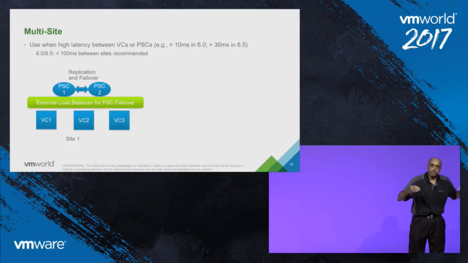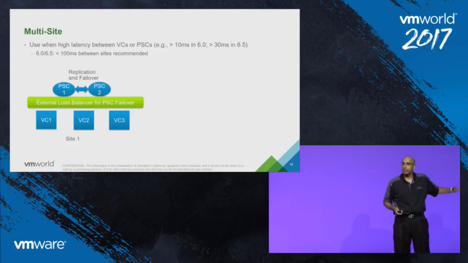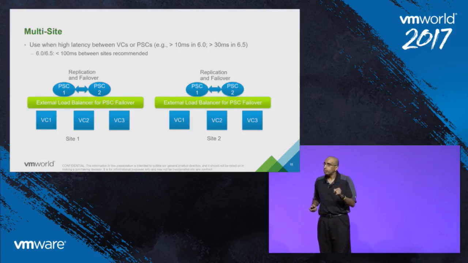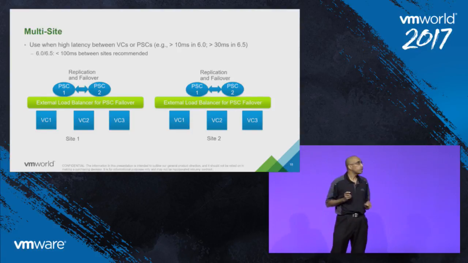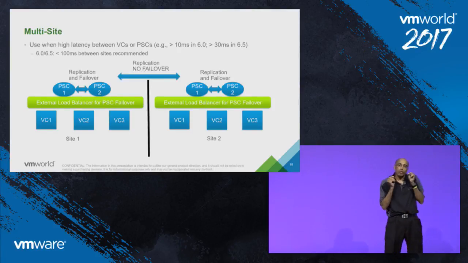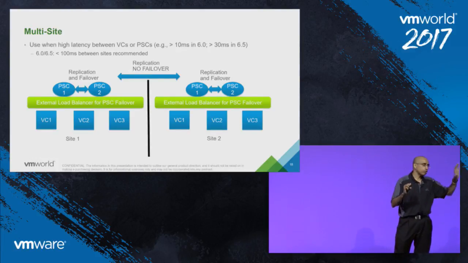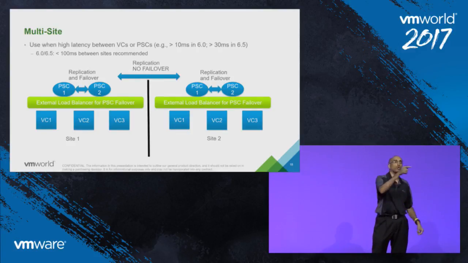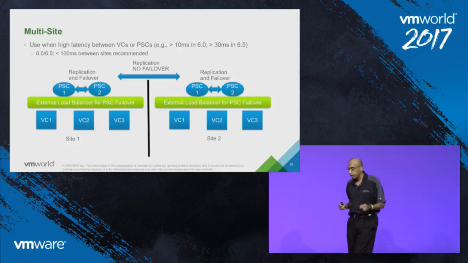So your first site looks exactly like what we had in the previous diagram. Your second site looks exactly like what we had in the previous diagram. Again, it's a multi-site configuration. Once you hook them up in a multi-site configuration, you have replication between those sites, but you do not have failover. So if you wanted to have failover, like if both of your PSCs on a site went down, you would have to have an external load balancer between those two sets of sites.